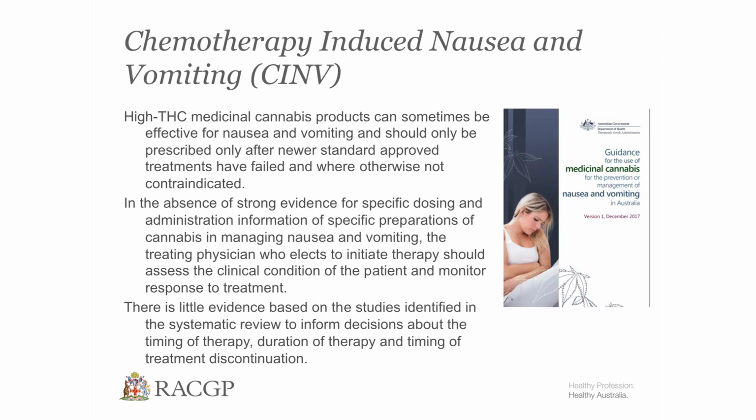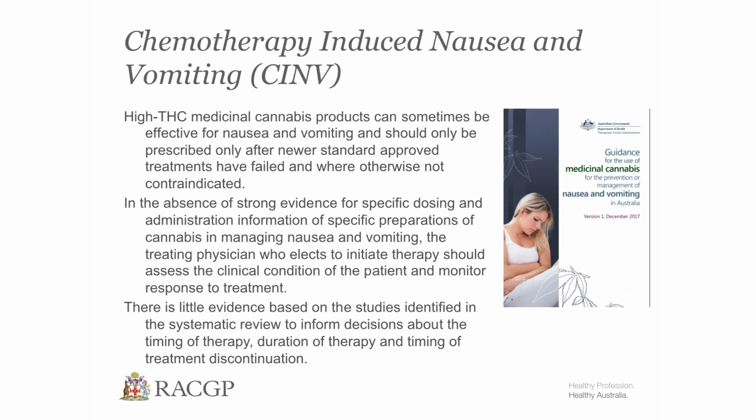When we talk about chemotherapy-induced nausea and vomiting, the general guidance from the document is high THC medicinal cannabis products can sometimes be effective for nausea and vomiting, but we've had a lot of revolutionary treatments since the clinical trials were being done using dronabinol. And they include the advent of 5-HT3 antagonists and the newer things like the NK1 inhibitor, aprepitant and so on. And even more recently, olanzapine has been shown in a large RCT to have a significant impact in chemo-induced nausea and vomiting.